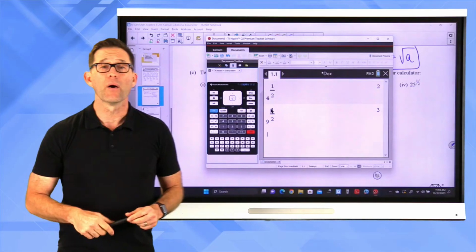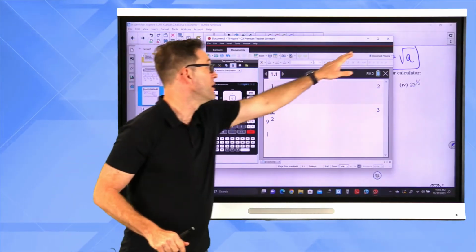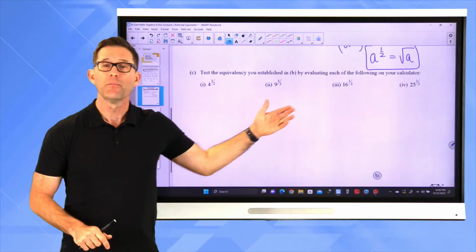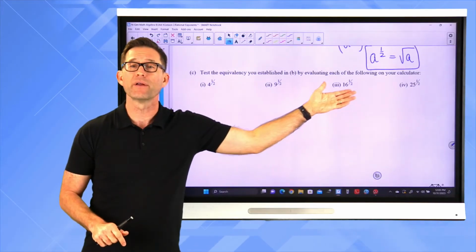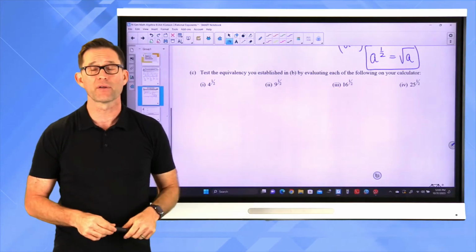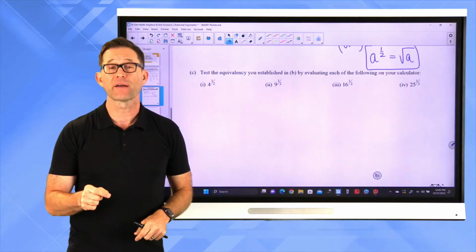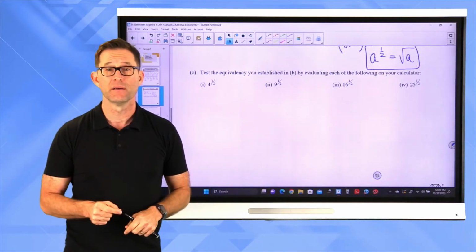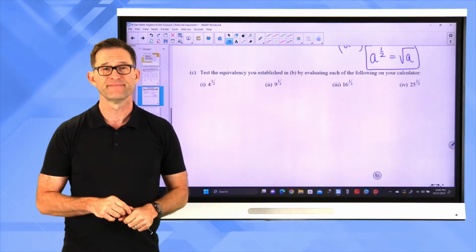What I'd like you to do now is pause the video and go ahead and do the last two. Put 16 to the 1/2 in your calculator, put 25 to the 1/2 in your calculator, and verify that they are in fact the same as the square root of 16 and the square root of 25.